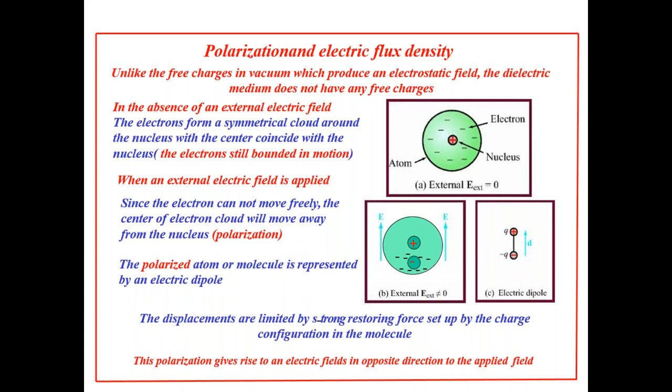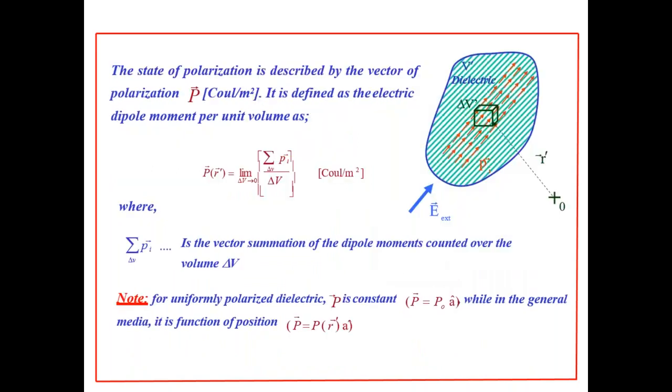Now the displacements are limited by the strong restoring force set up by the charge configuration in the molecule. So this polarization gives rise to an electric field in the opposite direction to the applied field. The state of polarization is described by the vector of polarization, and the SI unit is coulomb per meter square. It is defined as the electric dipole moment per unit volume.